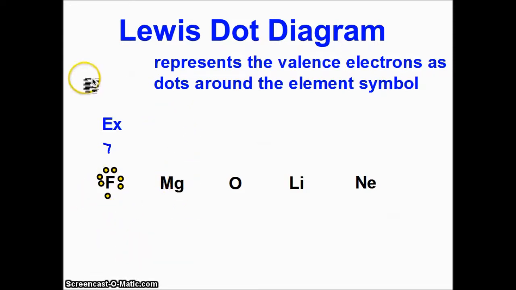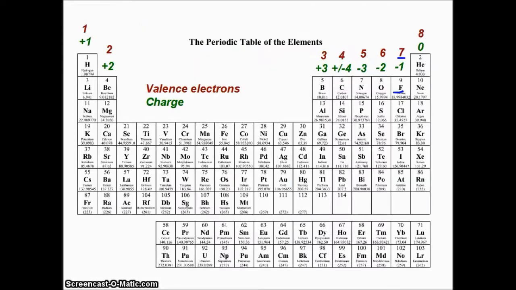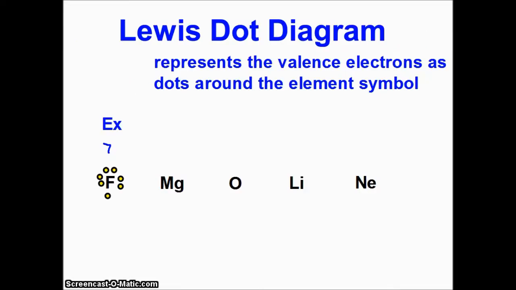Let's look at magnesium. So again, the first thing I need to do is figure out how many valence electrons there are. Here's magnesium, go up, 2. So I know that I have 2 valence electrons, that means I need 2 dots. So again, I just put down dots until I have 2. There's 1, 2.